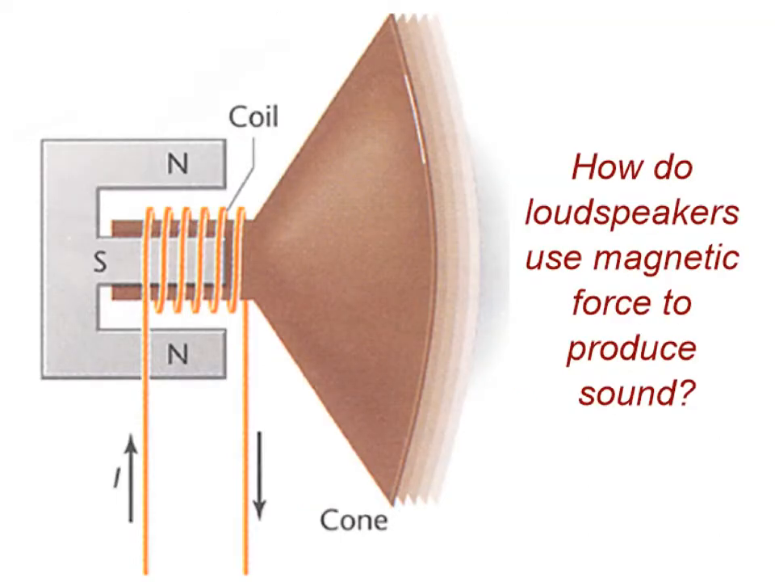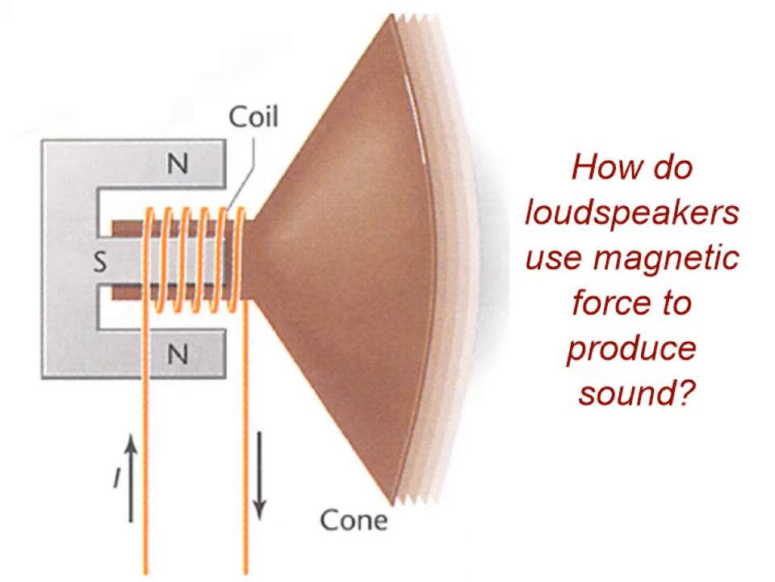So, how do loudspeakers use magnetic force to produce sound? A loudspeaker is set up with a permanent magnet and a paper cone, a flexible paper cone that acts as the speaker, and it also has a coil of wire that is wrapped around, attached to that speaker.